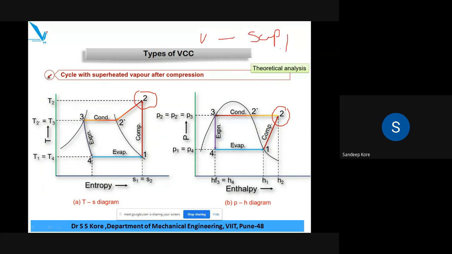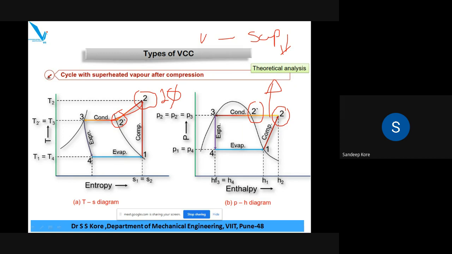So first we have to reject the degree of superheat. If you observe, 2 to 2 dash on both the TS and PV diagram is the rejection of heat in the condenser. On the PV diagram, 2 to 2 dash is a straight line because it is a constant pressure process. But on the TS diagram, from 2 to 2 dash the temperature is decreasing, because superheated vapor is a single phase, and in a single phase, when we add or reject heat, the temperature changes.